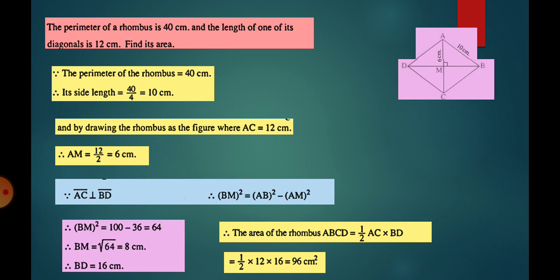BM is 8. BM is half of the diagonal. Then the whole diagonal D equals 16 centimeters. The area of the rhombus equals half times D1 times D2, half times 12 times 16, equals 96 centimeters to the power 2.